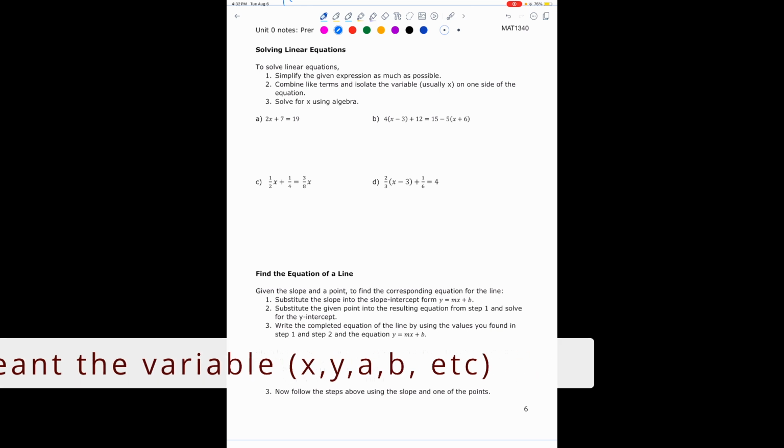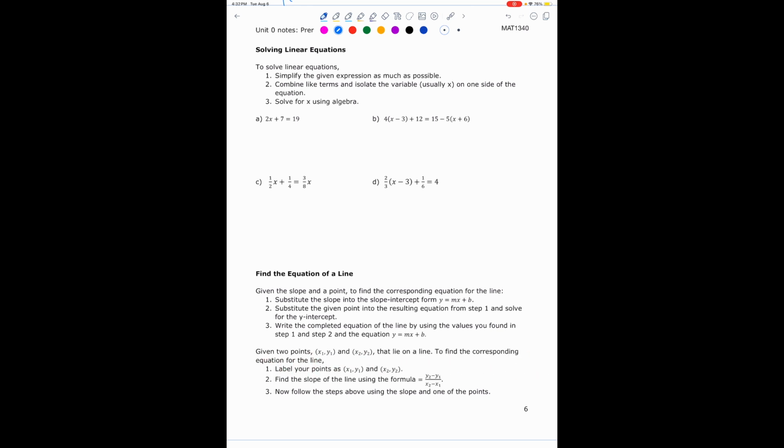Here is the first example. We want to solve the equation 2x plus 7 equals 19.